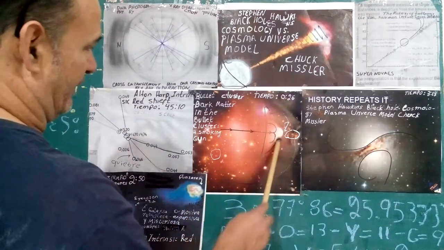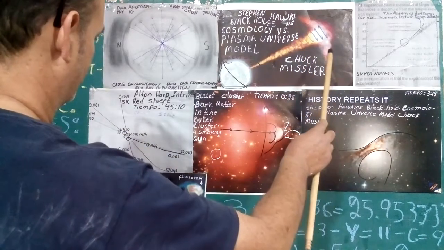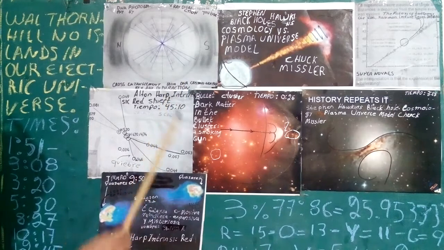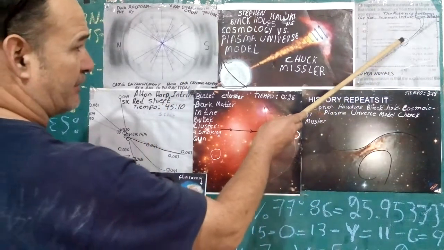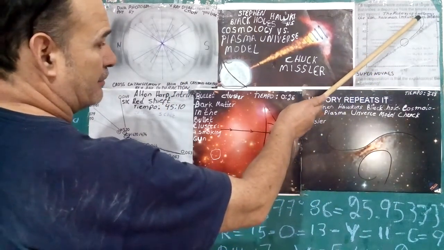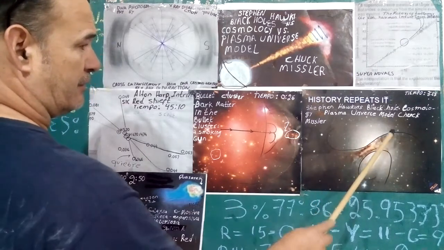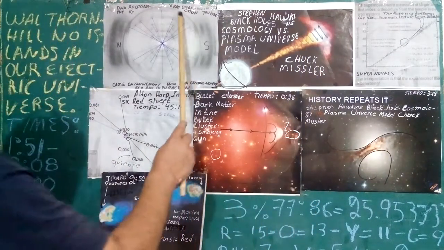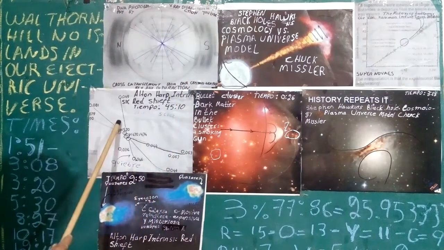Right here we see an arc. Right here I see one arc. Right here we see an arc. Curvature, curvature.